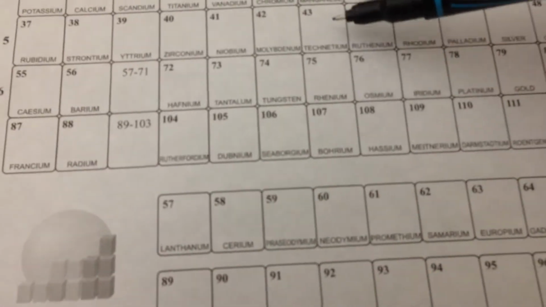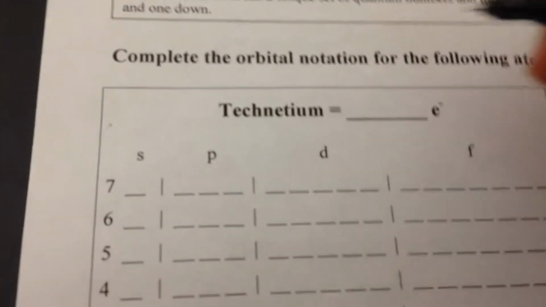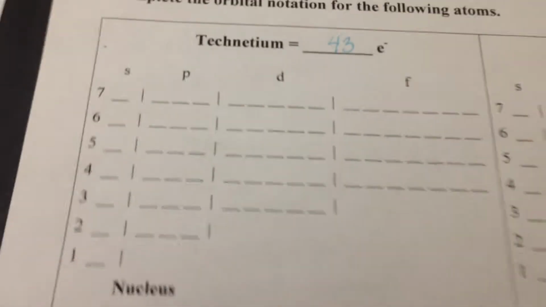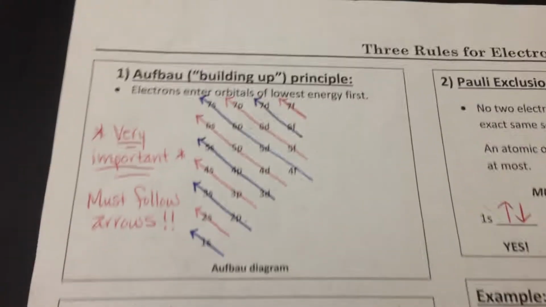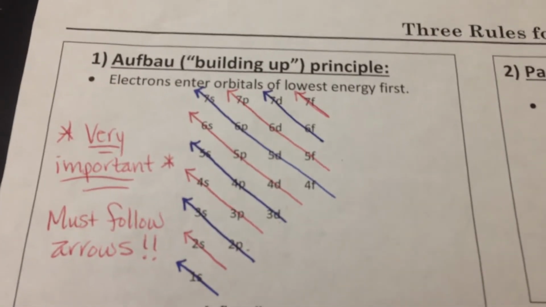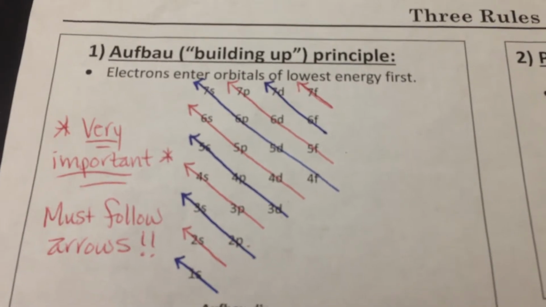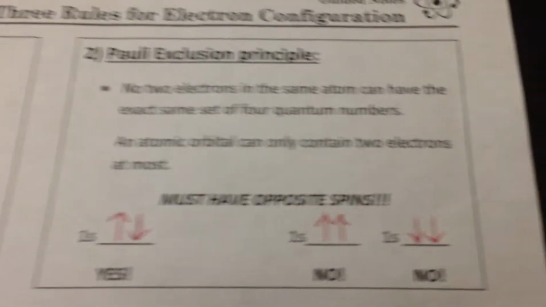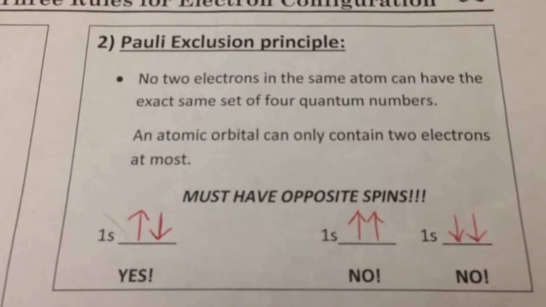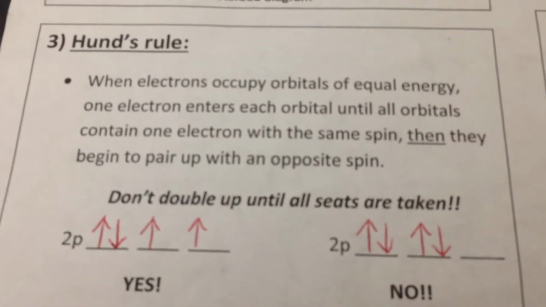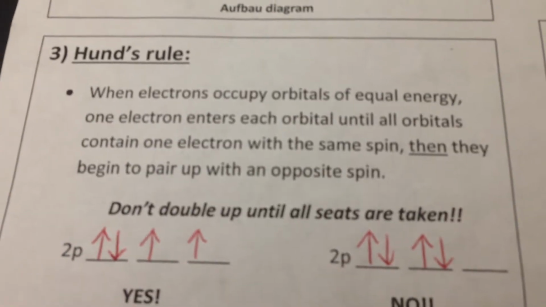Technetium is in the middle of the periodic table. Right here it is element number 43, so we know that that means it's going to have 43 electrons. Again, just as a review, we have to use Aufbau's principle to know where to start and where to go once we have filled those orbitals. Which orbital comes next? We do want to make sure that we're using our opposite spins with our arrows, and also that we are applying Hund's rule when we reach those p orbitals, d orbitals, and f orbitals.